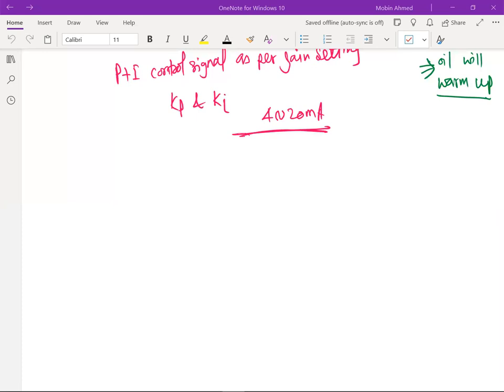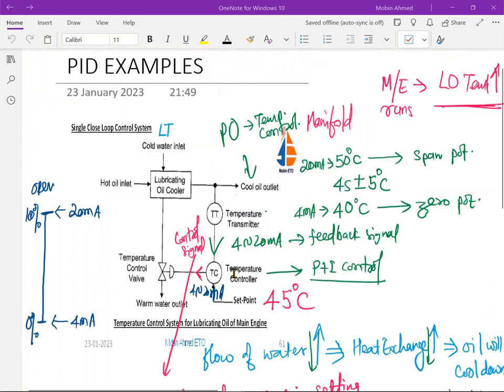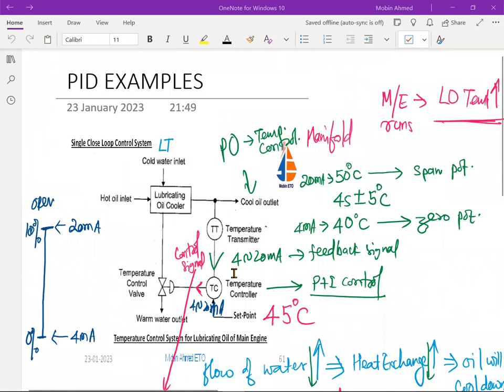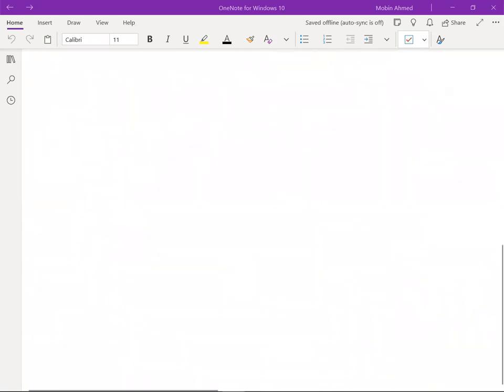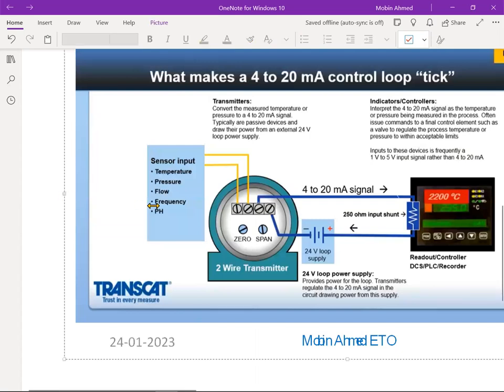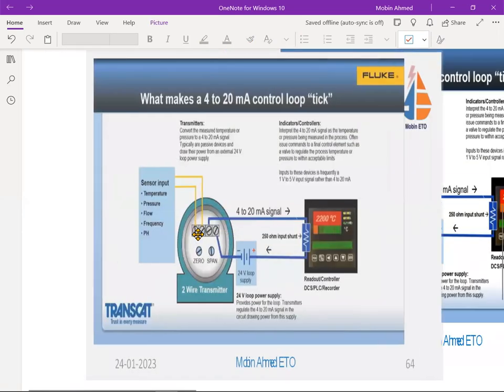Okay. So yesterday we saw an example of a single closed loop system. Now we will learn how we are going to do the calibration. If we do the calibration, this is the same way we are going to do it.